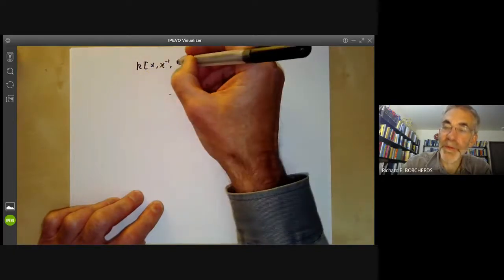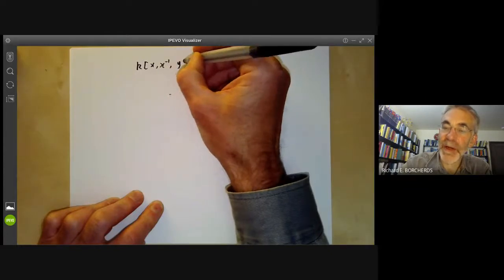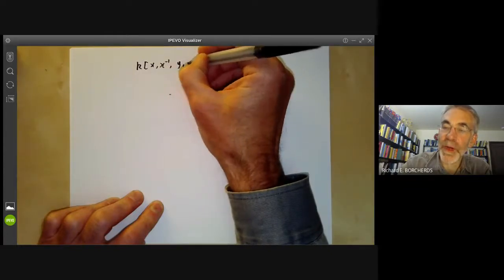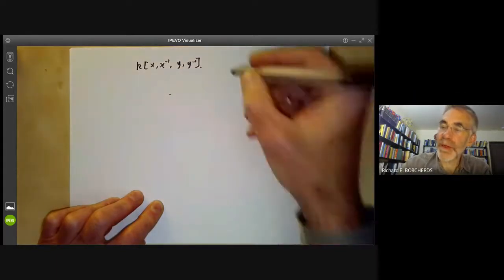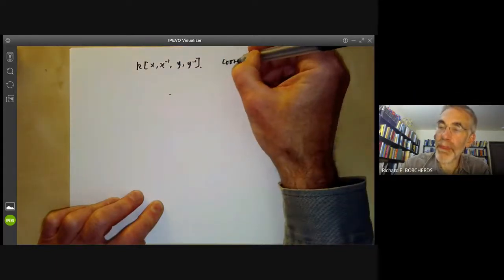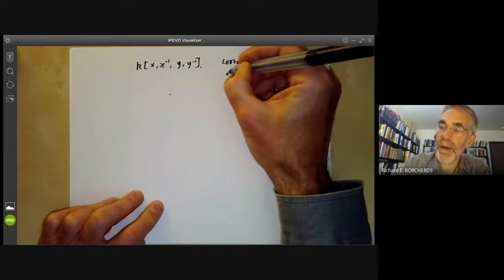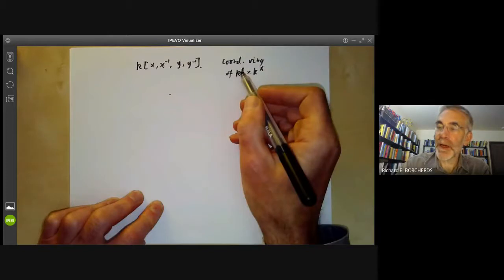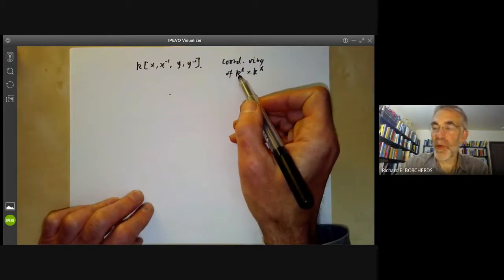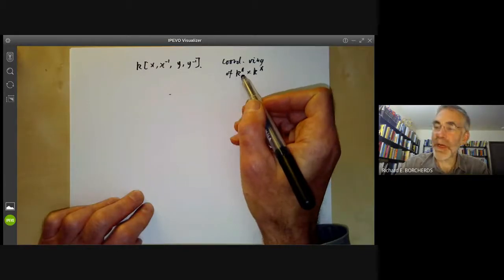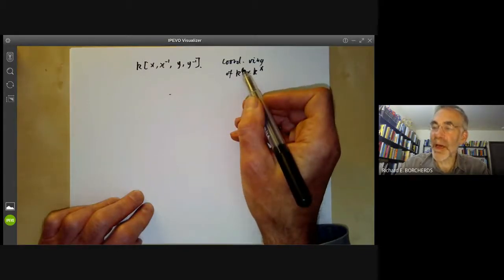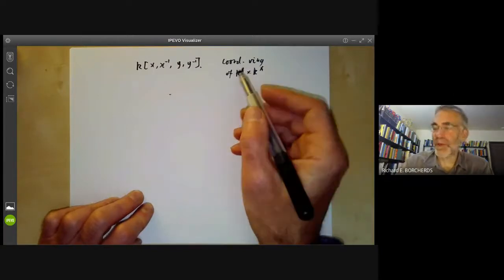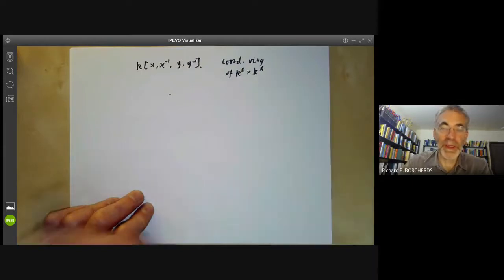Let's take the ring generated by x, x to the minus 1, y, and y to the minus 1. So this is a coordinate ring of k star times k star, where this is the variety of non-zero points in k. Strictly speaking, the non-zero points in k don't form an algebraic set, but we can think of them as being the points on a hyperbola or something like that. So it's convenient to think of them as being the non-zero elements of k.